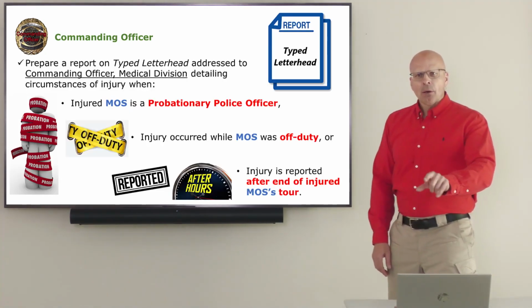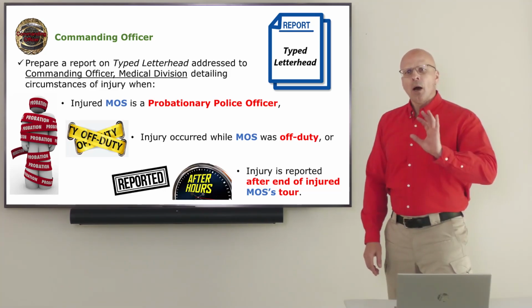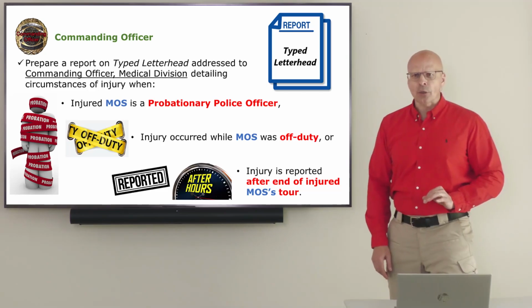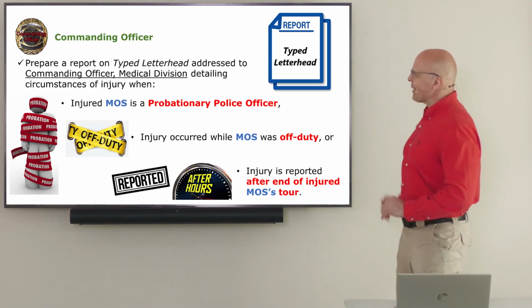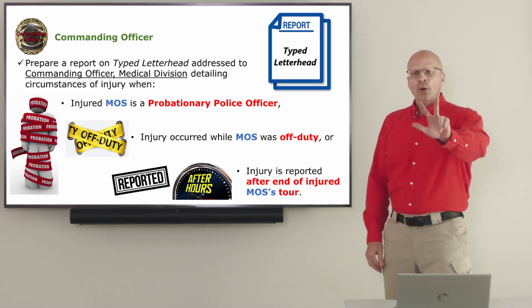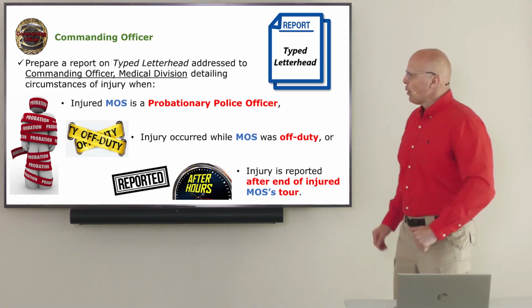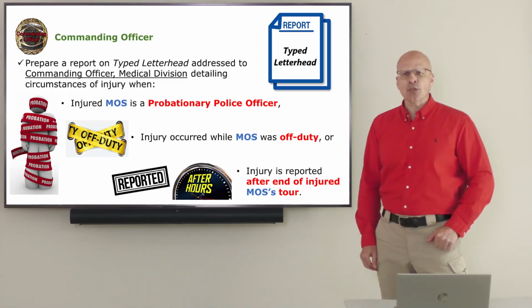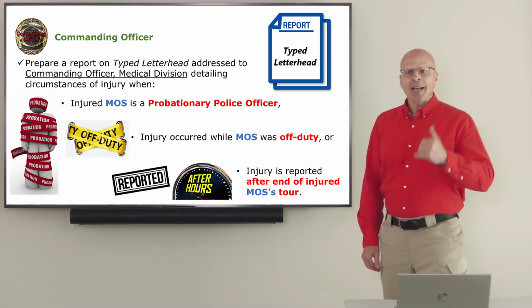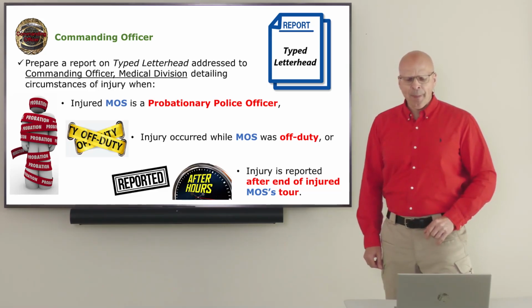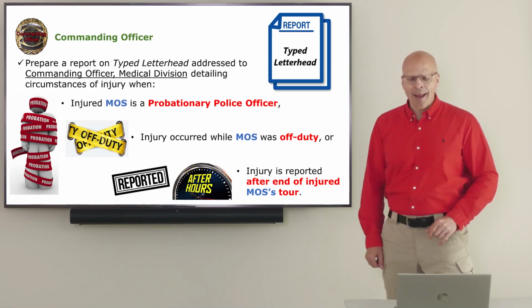Be careful here. You've got to know when a typed letterhead will be prepared to the commanding officer of the medical division. That commanding officer will prepare a report on typed letterhead addressed to the commanding officer of the medical division detailing the circumstances of the injury in 3 scenarios. 1, the injured member of service is a PPO, a probationary police officer. Graduated the academy a month ago, he's a probationary police officer, he gets injured in the line of duty. That commanding officer prepares that typed letterhead to the commanding officer of the medical division.